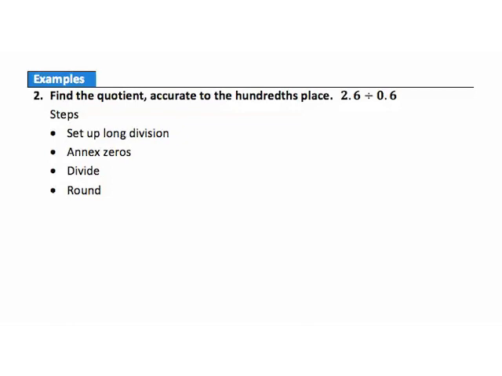Example 2. Find the quotient accurate to the hundredths place in this division problem, 2.6 divided by 0.6. First thing we need to do is set this problem up. So we're dividing by 0.6, that is our divisor, so that's going to go out front, and 2.6 is going to go inside the long division box. Now we don't want to divide by a decimal number, so we're going to move this decimal 1 place to the right, and we're going to match that movement on the inside. So when I rewrite my problem, I'm going to have 6 dividing into 26, and I'm going to put a decimal and bring that decimal up.